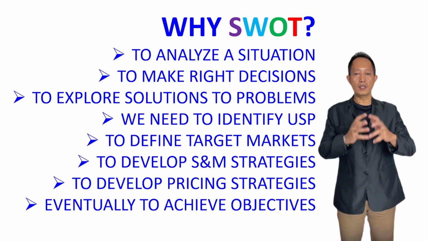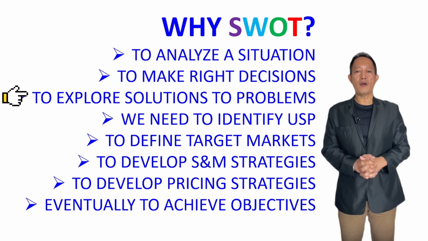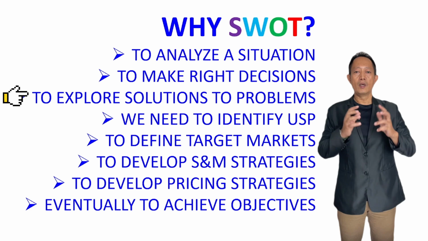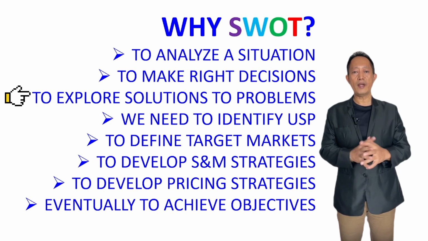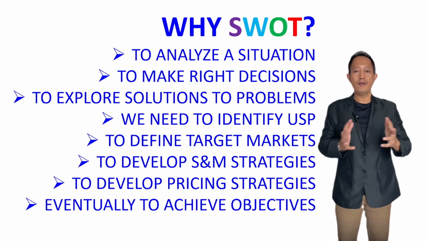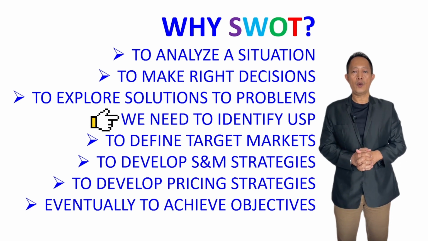Another reason we do SWOT is to explore solutions to a problem. When we have a problem, we need to find a solution, correct? How do we find the solution? We need to analyze the situation as per the strengths, weaknesses, opportunities, and threats. Another reason we do SWOT is to identify our USP. What is our strength? What is our business strength? We need to see our unique selling point.